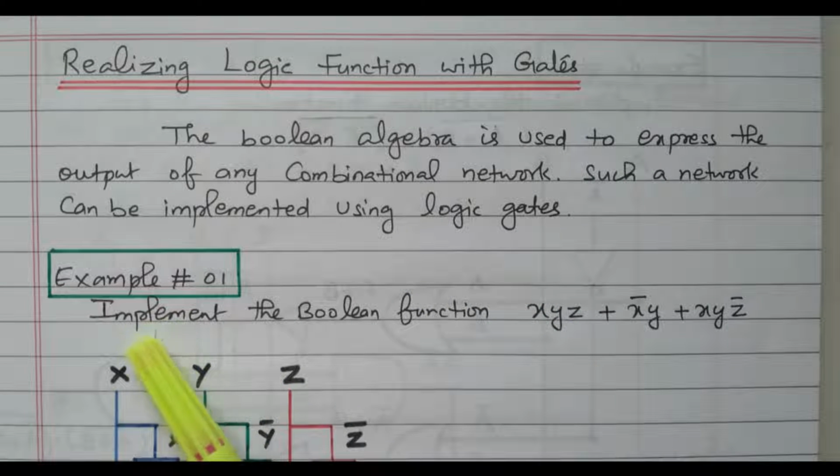First, we will see example 1. Implement the Boolean function xyz plus x bar y plus xyz bar. We need to implement this function using logic gates.